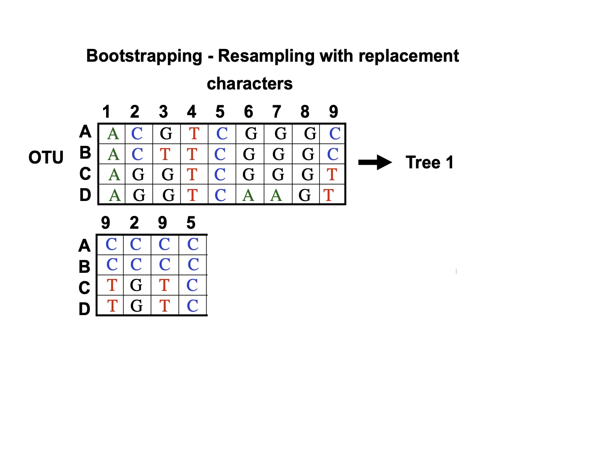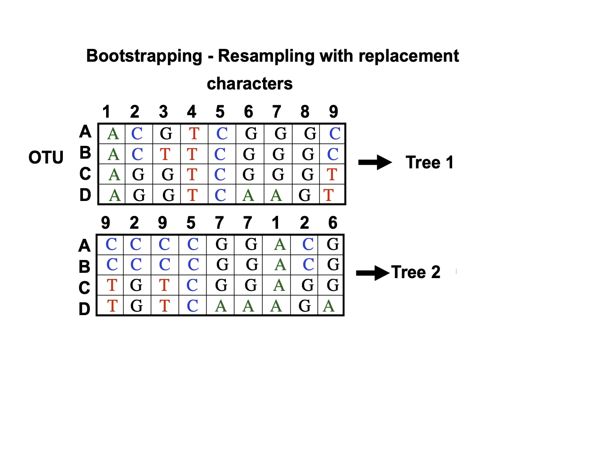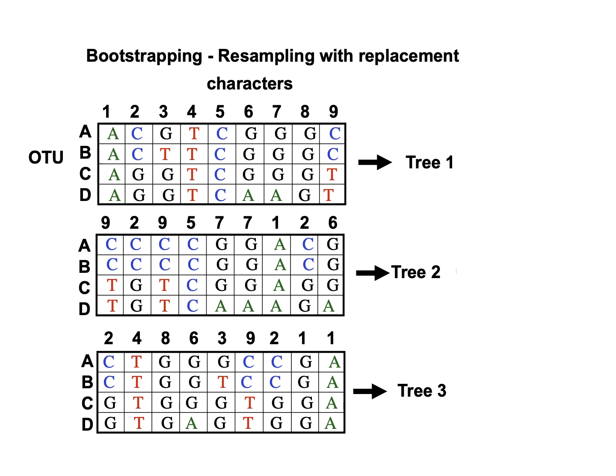Then it selects another one, in this case character 5, and eventually builds up a matrix that's equal in size to the first matrix and creates a tree based on that data matrix. So it's slightly different. Then it does the resampling with replacement on a third matrix, makes a third tree, and does this over and over and over many times, usually 500 to 1,000 times. 1,000 is sort of the norm.